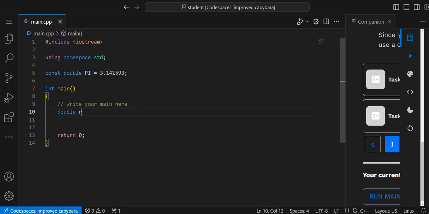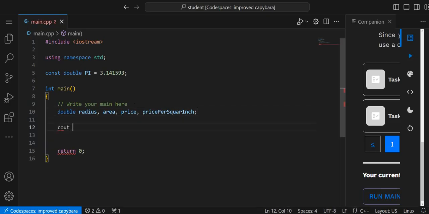Double radius, and do it the old way. Area. So these are all doubles. Price, you can line them up if you want. And price per square inch. Right, there's our variables.